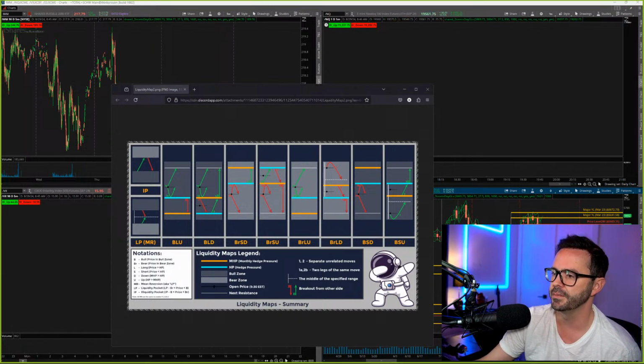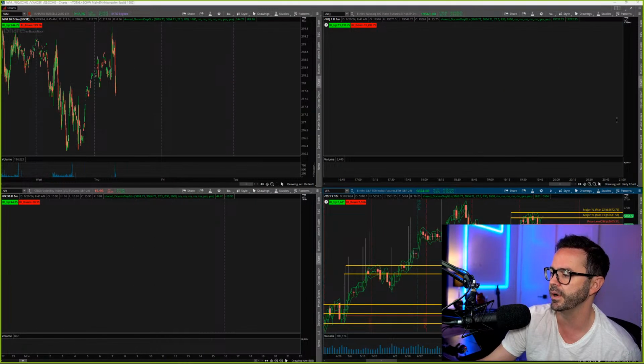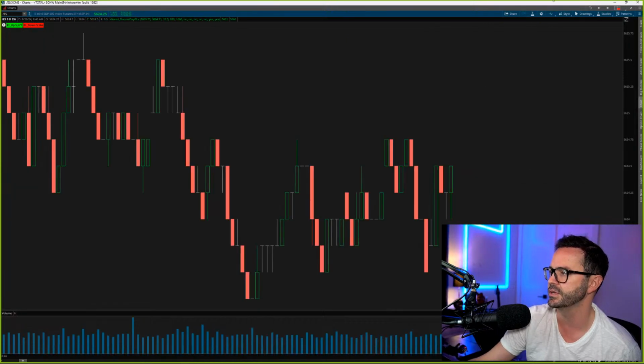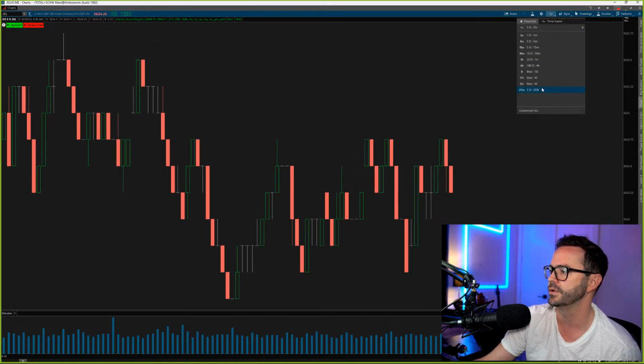Okay, so let me just get over this really quick. Put this over here to the side. So the new liquidity map. All right, so illiquidity pivots. We got to do red lines really quick. So let me go here. Tick chart. 233 tick.